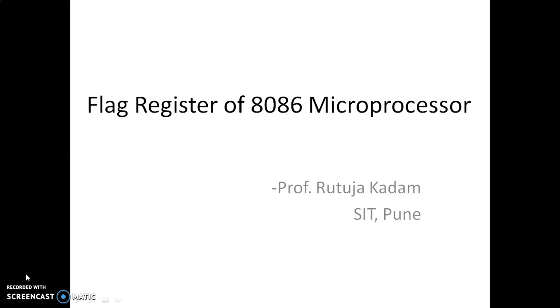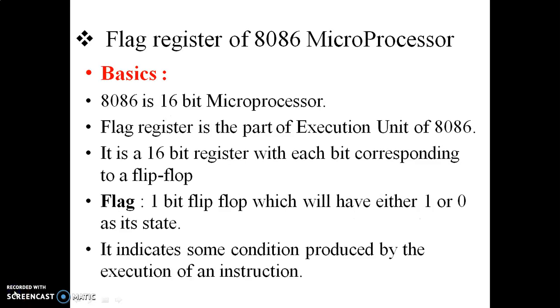Today I will be covering an important topic in computer organization subject, that is flag registers of 8086. Now before starting with the flag registers of 8086, let us look into the basics of 8086. So what is a 8086? It is a 16-bit microprocessor. And flag register is the part of the execution unit of 8086. So it is a 16-bit register with each bit corresponding to a flip-flop.